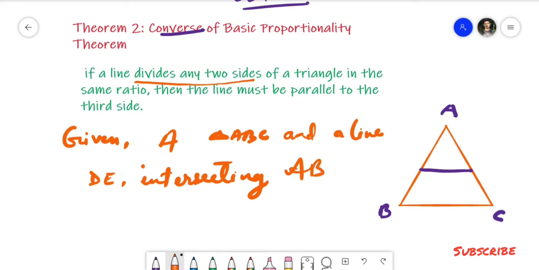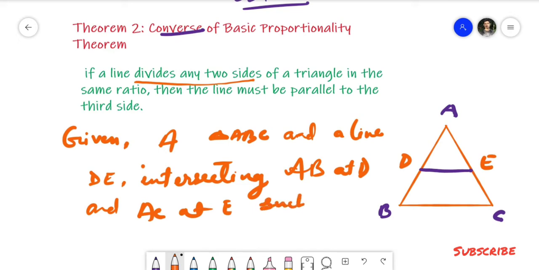Can you see this is your AB? Let me give some name D, okay, AB at D, and AC at suppose DE, okay, E. I hope you have understood this one.